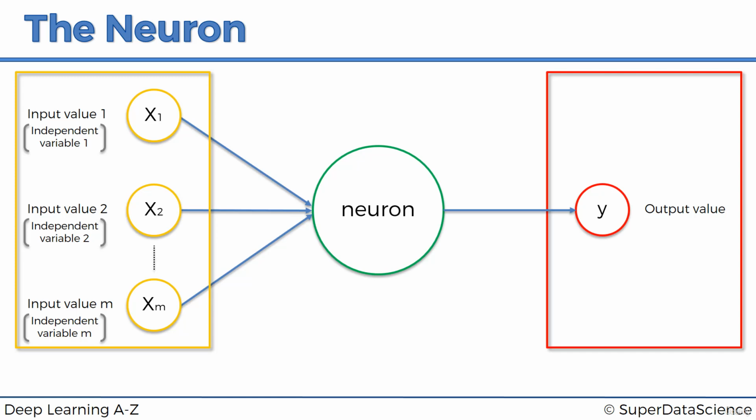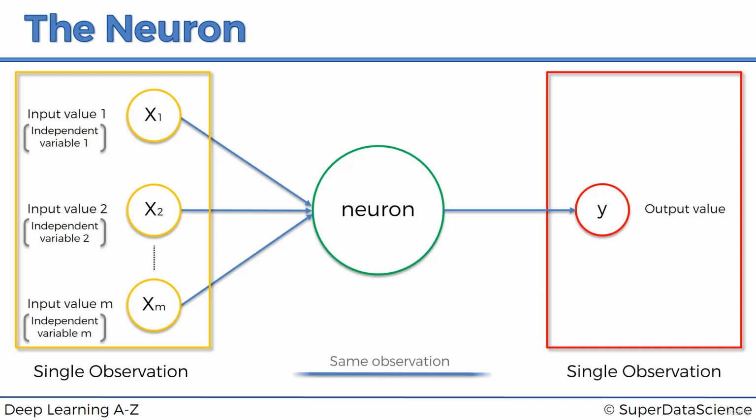I just wanted to reiterate this point. On the left, you've got a single observation, so one row from your data set, and on the right, you have a single observation as well. And that is the same observation. So it's important to remember that whatever inputs you're putting in, that's for one row, and the output you get is for that same exact row.